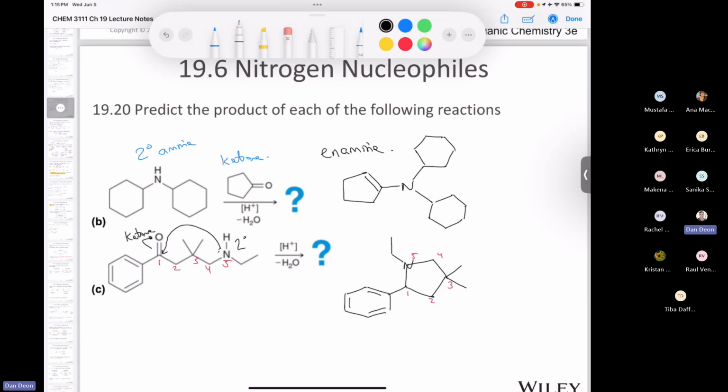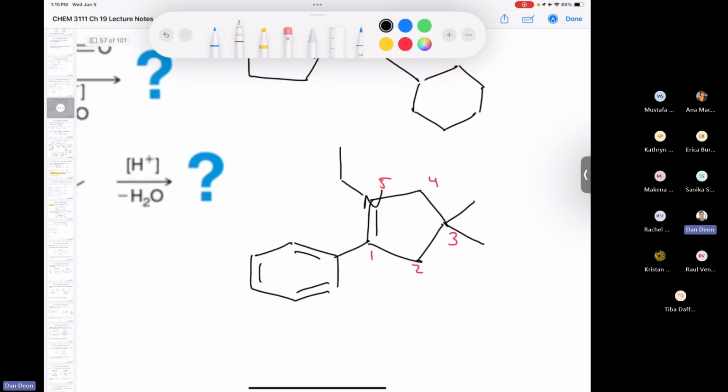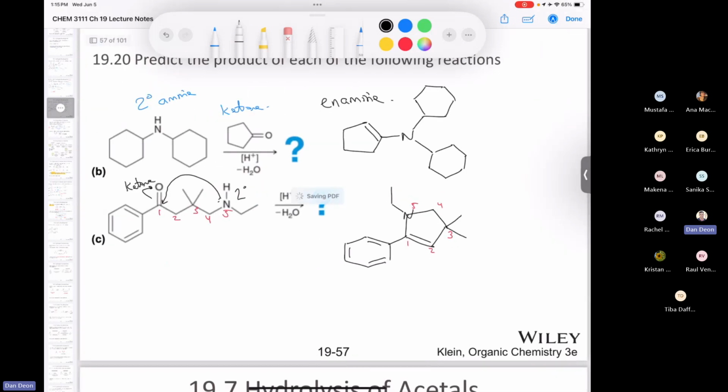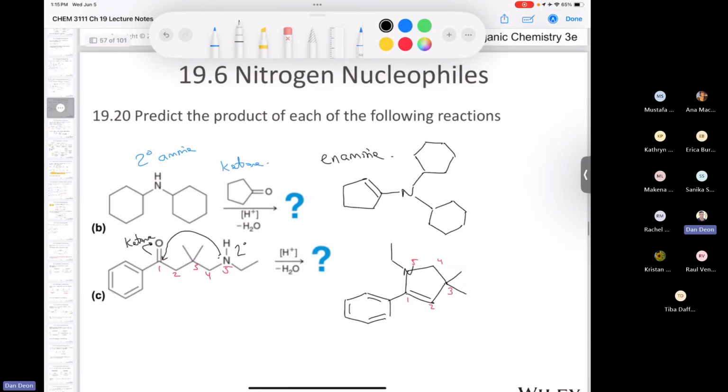Now, this is not an imine. If it was an imine, you'd have a bond here, but then that would mean there'd be a positive charge on the carbon, so that's not a thing. Remember, an enamine has a double bond between the alpha carbon and the beta carbon. Well, where is it going to be? It can't be to this beta carbon because this beta carbon already has 4 bonds. Therefore, the double bond has to be on this side here. And so that is the enamine that is formed in this specific case.